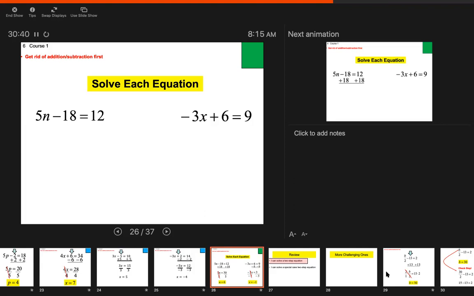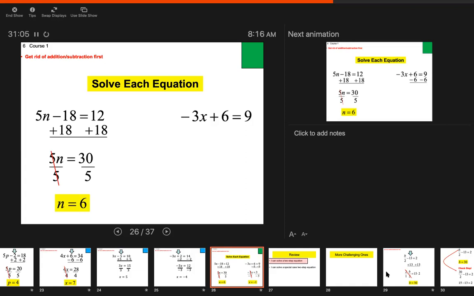Let's see the one on the left. I need to get rid of 5 and the negative 18. We said it's easy to get rid of addition and subtraction first. We don't want to divide everything by 5 yet. So we're going to add 18 to both sides. 18 and 12 is 30. Divide both sides by 5. 30 divided by 5 is 6. 6 times 5 would be 7.